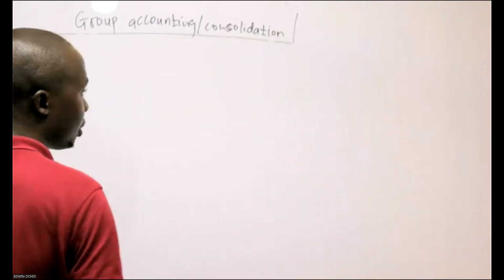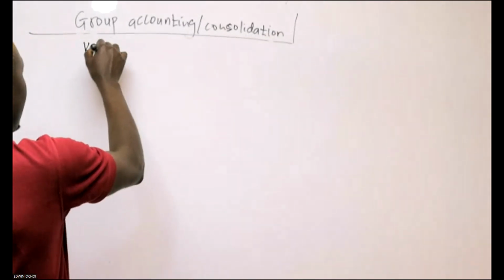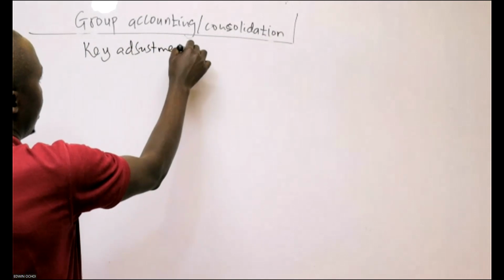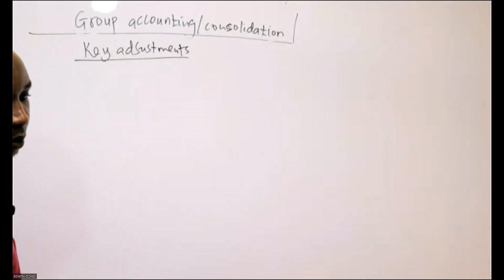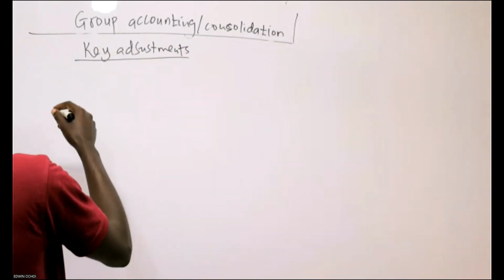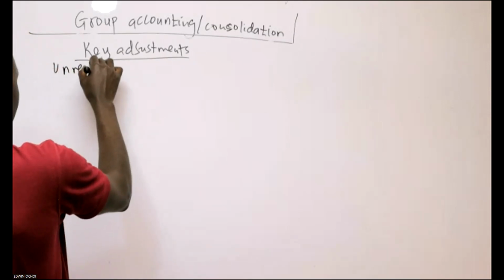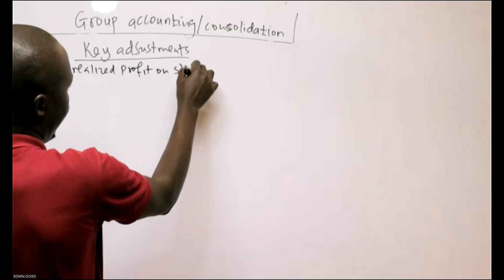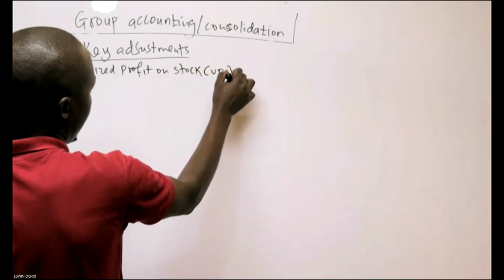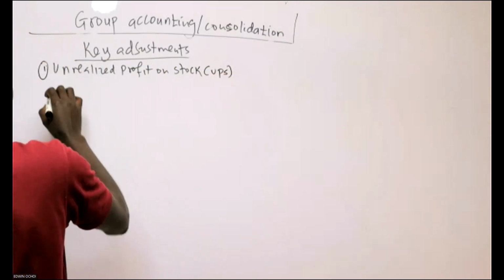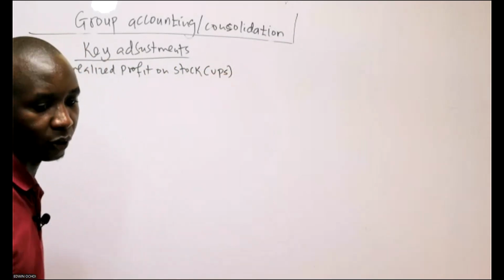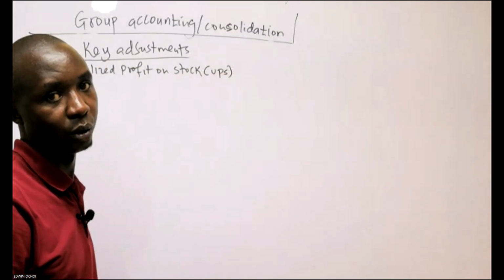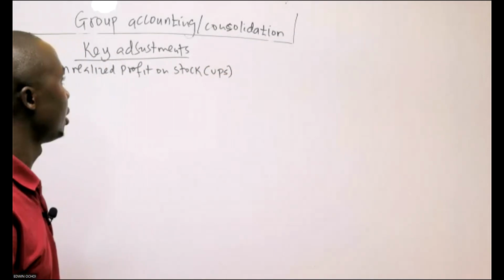So the key adjustments, I will be doing one by one. The first key adjustment in group accounting is what we call unrealized profit on stock. I always use the abbreviation UPS, unrealized profit on stock. This one arises due to the sale of goods.